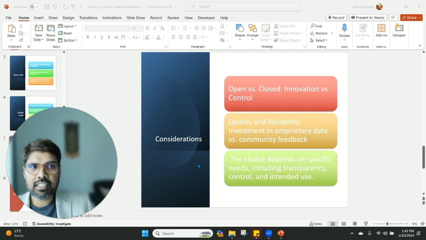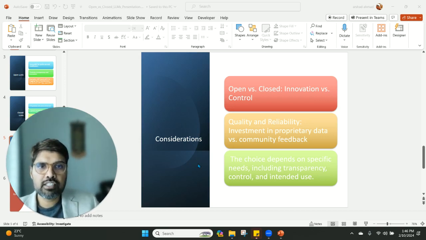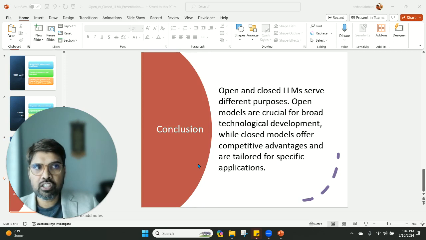So these are some of the things that we need to consider, and the choices really depend upon specific needs. If you want transparency, if you want control, it is not an answer that I can give you in this small chapter, but you have to consider a lot of things that you want. If you want accuracy, if you want transparency, and also for the closed LLMs, you need to pay for it. So those are the things that you also need to keep into consideration.